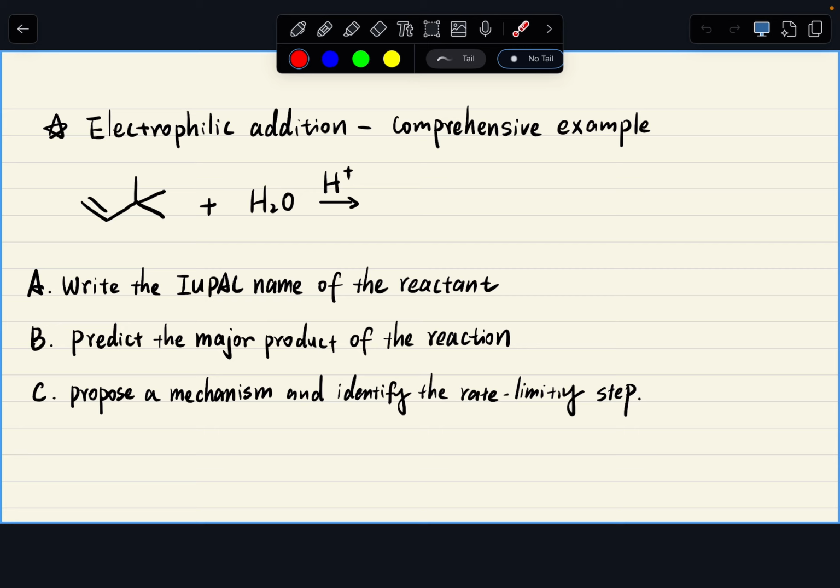In addition, we also went over something called 1,2 rearrangement, or carbocation rearrangement. What does that mean? You can have shifts of groups so that you're forming a more stable carbocation. I'm going to leave the carbocation rearrangement for the practice problem here.